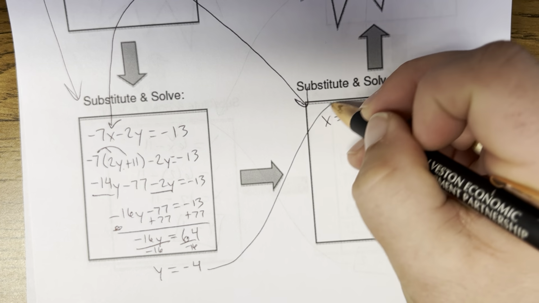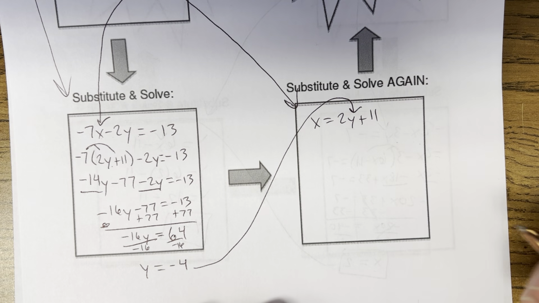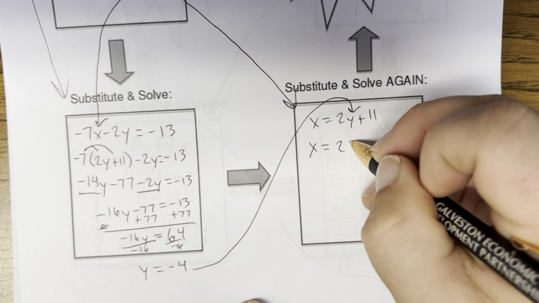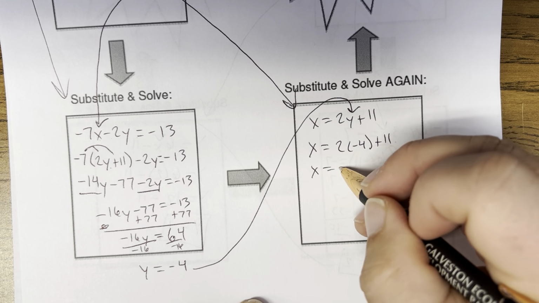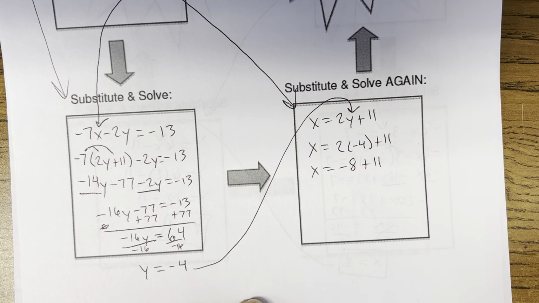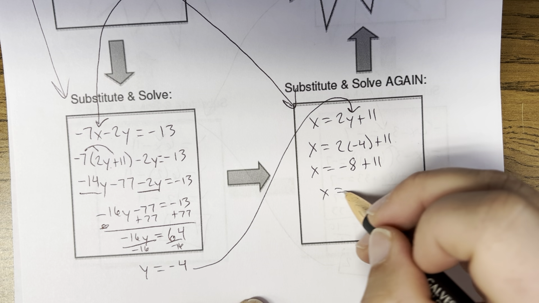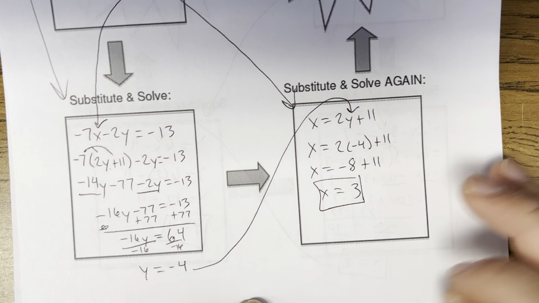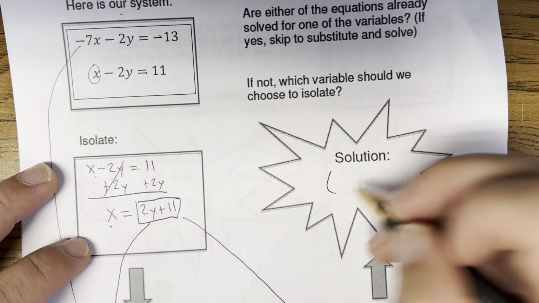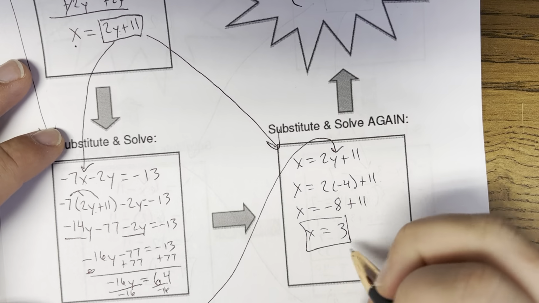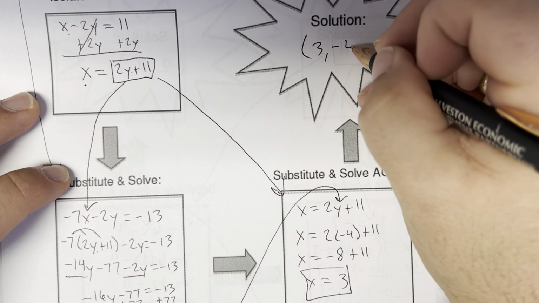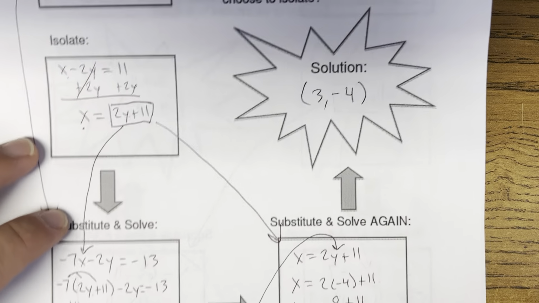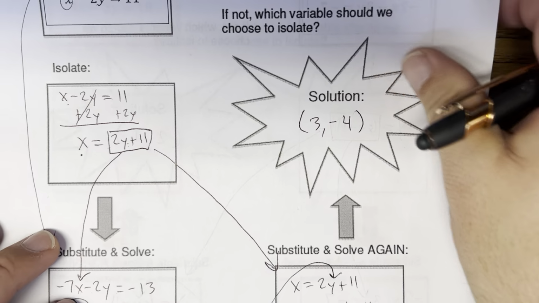Now we'll take that y value and plug it into the y right here to figure out what the x value is. So x equals 2 times -4 plus 11. And so x equals 2 times -4 is -8 plus 11. And -8 plus 11 is 3. So my x value is 3 and my y value is -4. There's my ordered pair right there, 3, -4. All right, moving on to the next one.